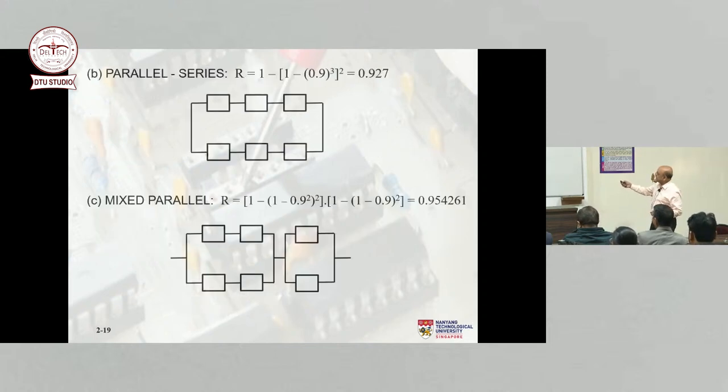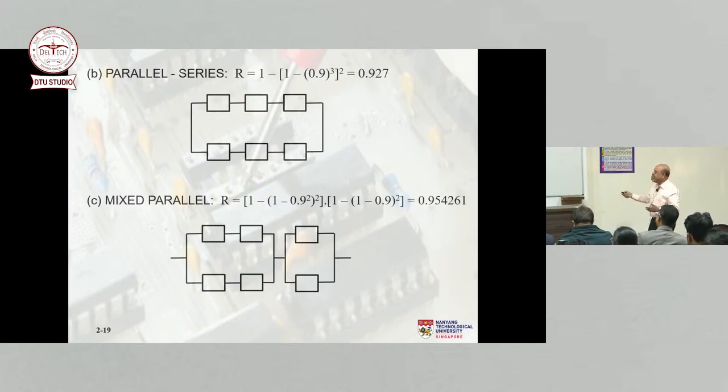Now, parallel series. This configuration is called parallel series. So there are 2 parallel paths, and in each path there are components in series. So what is the reliability of this? If you look at this, 0.9 cubed is the reliability of this path, correct? And then what is the unreliability of this path? It is 1 minus 0.9 cubed, correct? And these paths are identical. So (1 minus 0.9 cubed) squared is the overall unreliability of this set, correct?